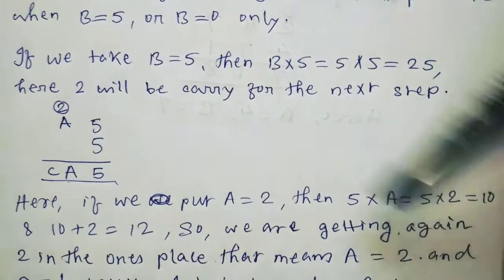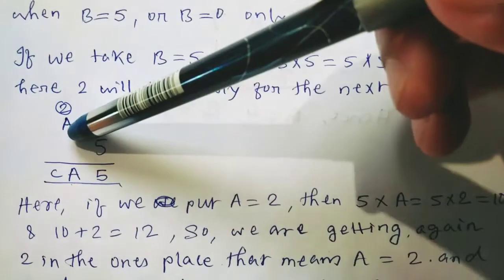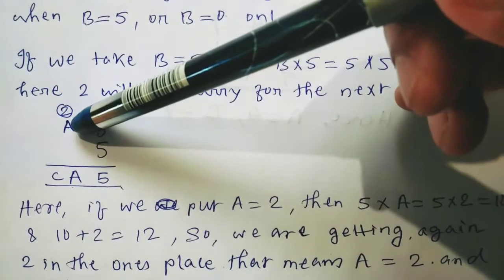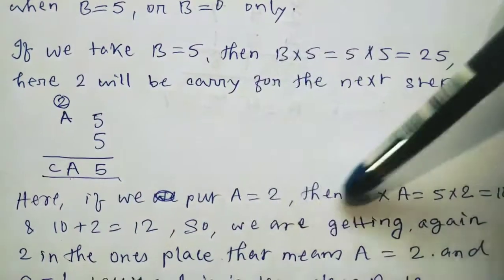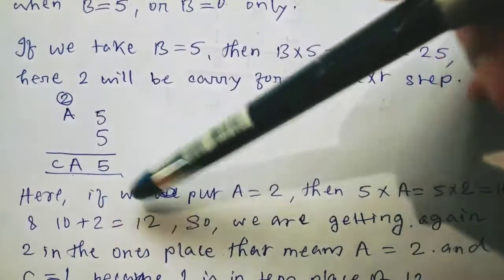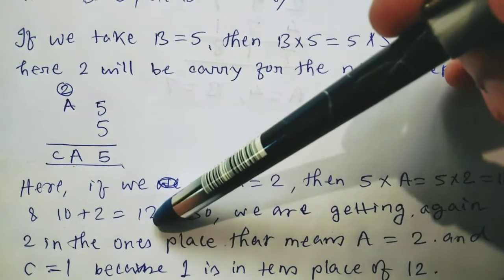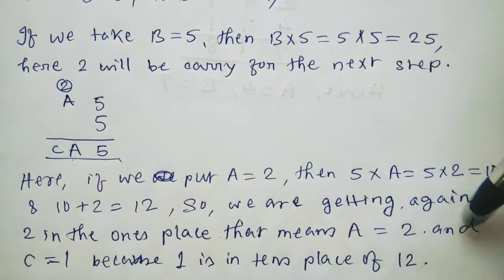So we are getting again 2 in the ones place. Here also we should get 2. Remember this. Here A is there, or here also A is there. That means if you have taken here 2, here also A 2 should come. So when we are taking 2 here, here also 2 is coming, because we are getting the answer 12. So in 12, ones place is 2. So 2 in the ones place, that means A equal to 2.